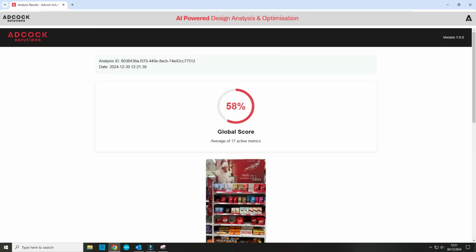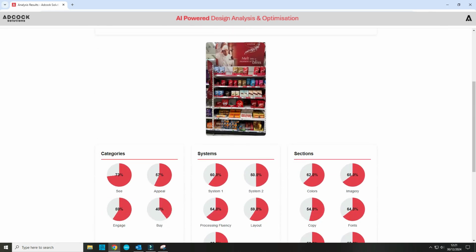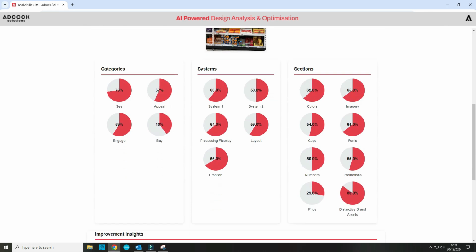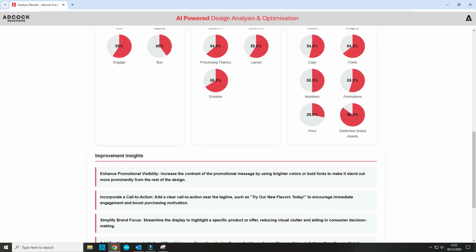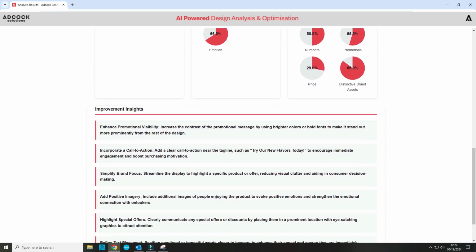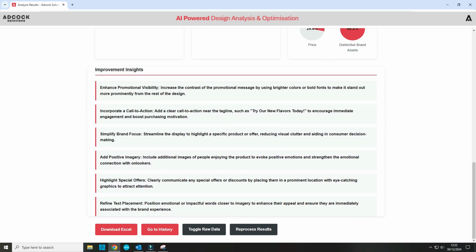And there you have it. In just a few minutes, your design has been meticulously analysed across as many as 17 active psychological metrics. The overall effectiveness is made up of a combination of see, appeal, engage and buy. These in turn include analyses of individual mental processes or systems, including System 1, System 2, etc. And within the processes are individual sections, each meticulously analysed by this engine. Finally, the engine offers specific improvement insights that the brand owner might want to address.